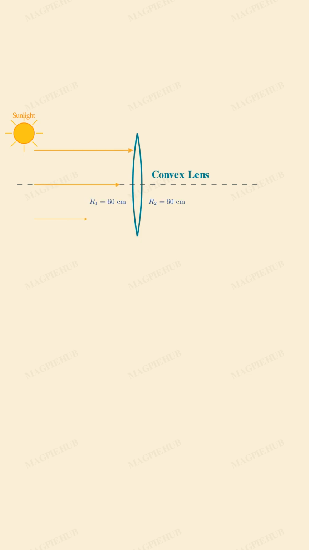Let us visualize the setup. Sunlight, which consists of parallel rays, falls on a convex lens. The parallel rays converge at the focal point of the lens. A piece of paper placed at this focal point starts burning. The lens is held 30 centimeters above the paper, so the focal length of the lens is 30 centimeters. The radius of curvature of the lens surfaces is given as 60 centimeters.